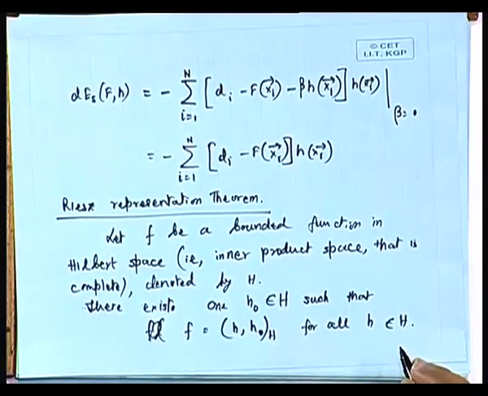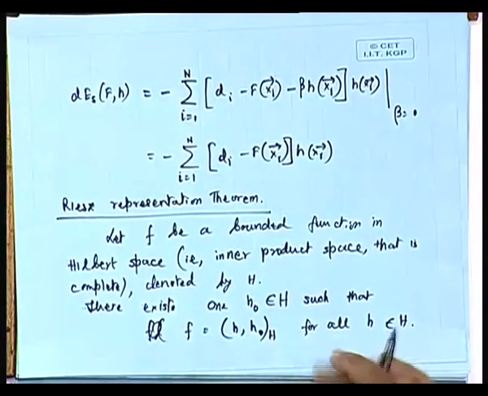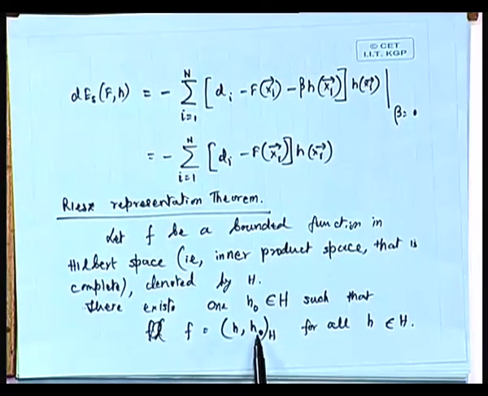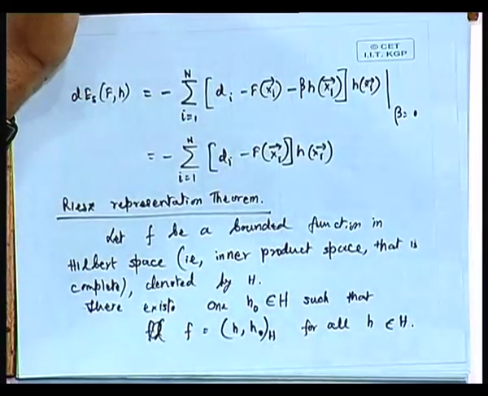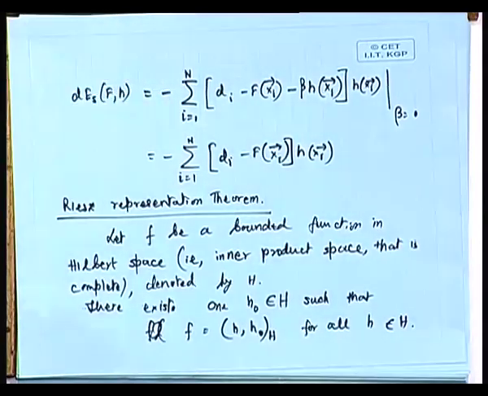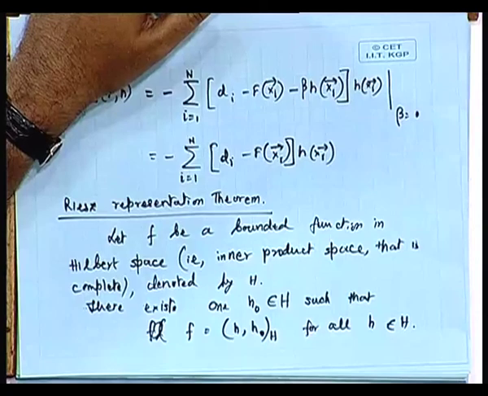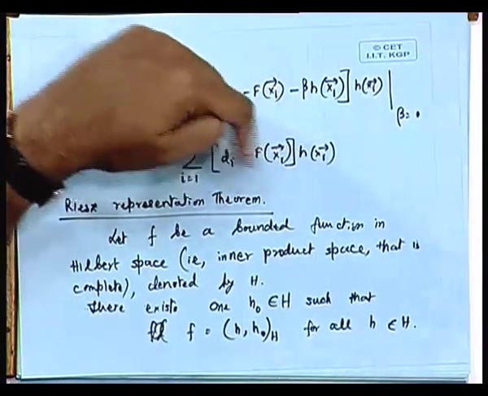Let us not get very confused with this terminology. The term h comma h_0 is simply the inner product in the Hilbert space. What it means is that this functional f is expressible as an inner product of these two functions h and h_0, which exist in the Hilbert space. So we are just going to write the functional as an inner product in its Hilbert space. If we go back to the differential dE_s in this expression and apply the Riesz representation theorem, then it should be expressible as an inner product of h and this summation term.